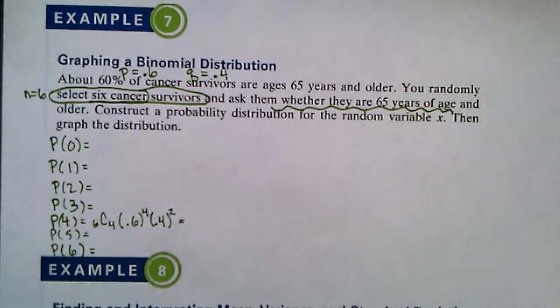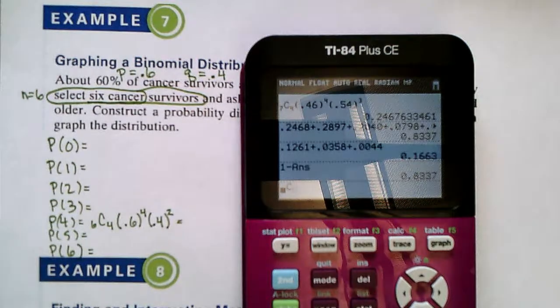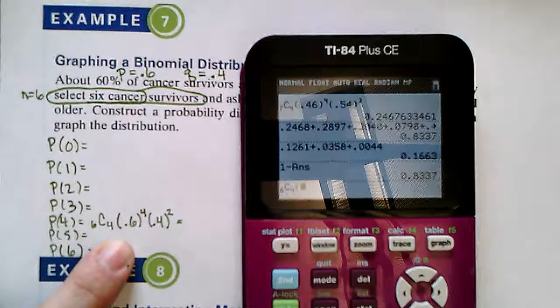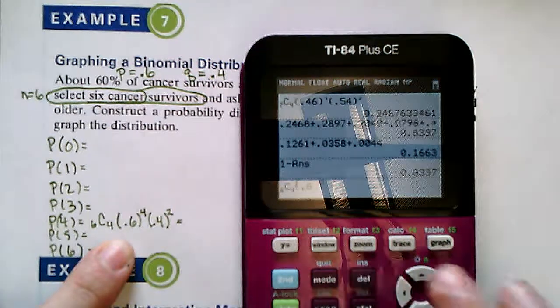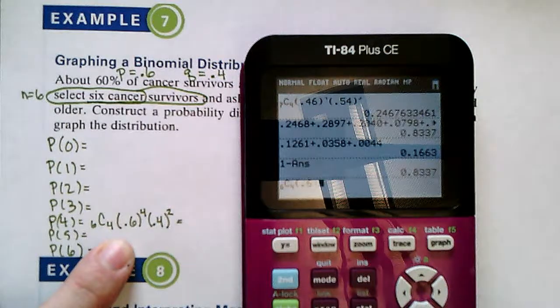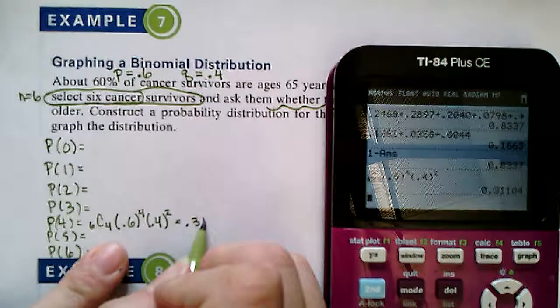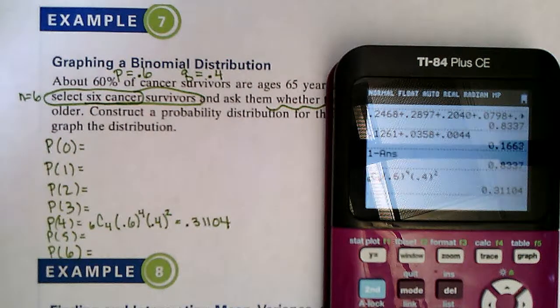So we put that in the calculator. 6 C 4 times 0.6 to the 4th times 0.4 squared is 0.31104. Okay, fill in the rest of that and then check back with me in a moment.